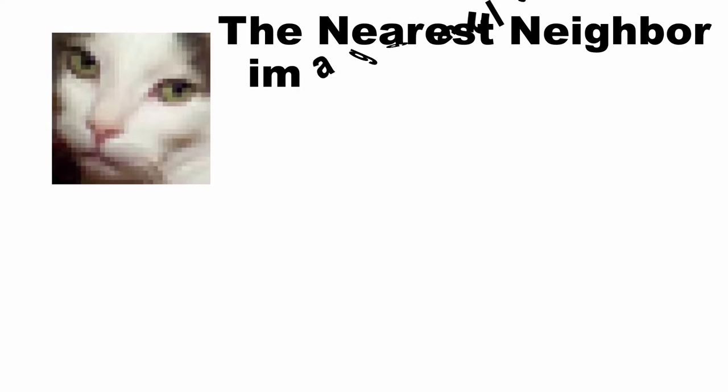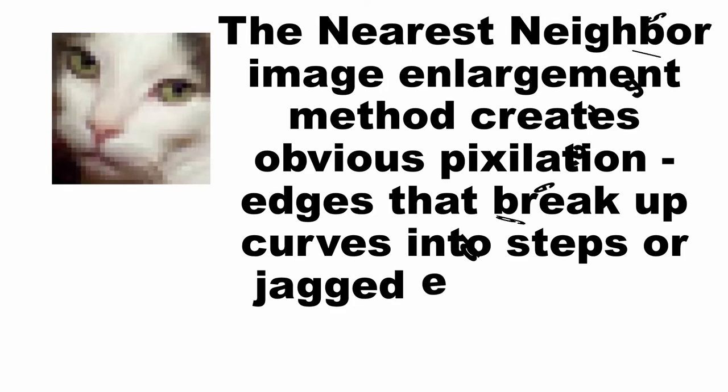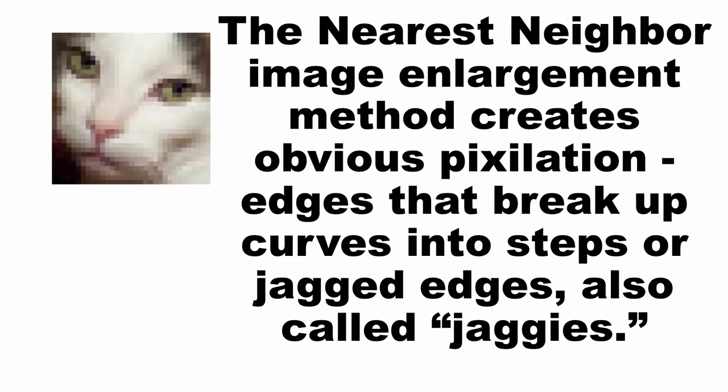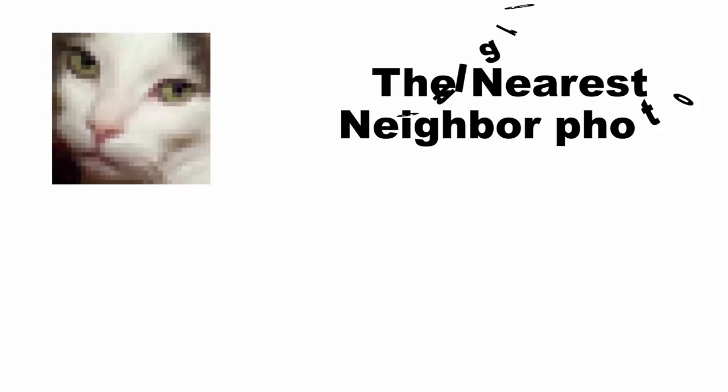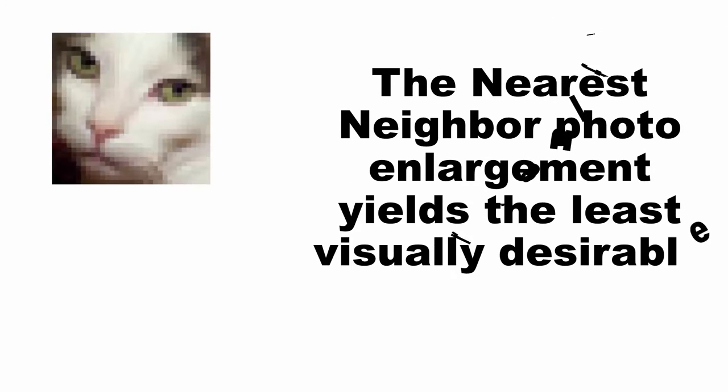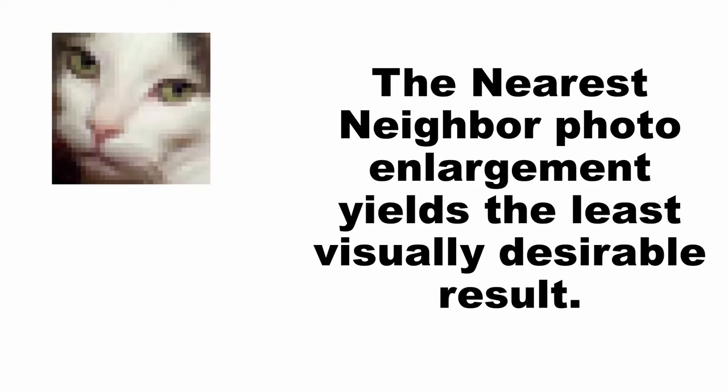The nearest neighbor photo enlargement method is the least accurate method of enlarging an image and obvious when you look at an image that has been enlarged using this method. The nearest neighbor image enlargement method creates obvious pixelation. Edges that break up curves into steps or jagged edges, also called jaggies. The nearest neighbor photo enlargement method yields the least visually desirable result.